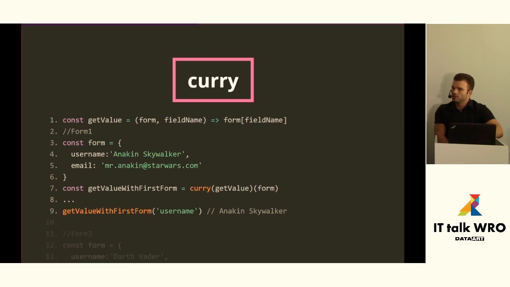And I decided to curry that function with the form variable, with the first form variable. What does it mean? That means that next time when you call getValue with the first form, you don't have to pass the form variable anymore. It will already be there. You just have to pass the field name variable, this one. And one of the cool features of this is that you can reuse that getValue with the first form in different parts of your application, even in those where the form variable is not available.